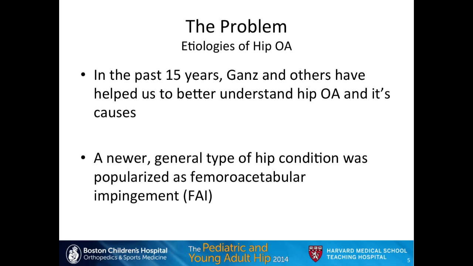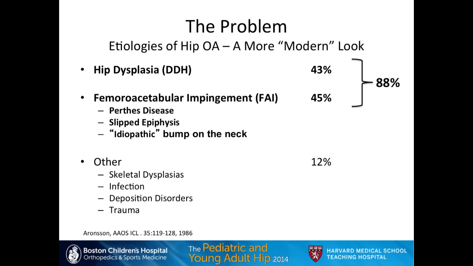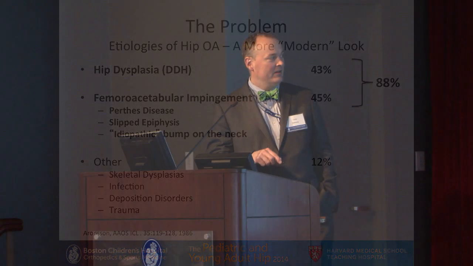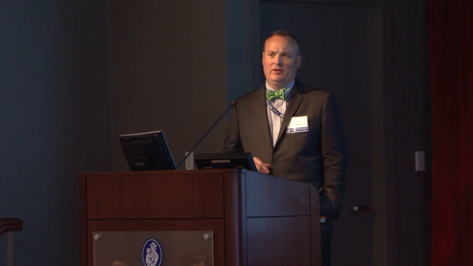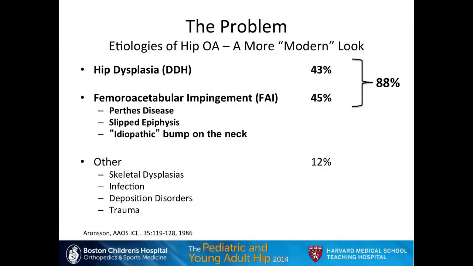And then again, in the last 15 years, Professor Ganz and others have really helped us better understand how hip OA originates and what its causes are, and therefore generate this newer general type of hip condition popularized as femoroacetabular impingement. So with that, you can reorganize our thinking a little bit and get a more modern look. We come up with two main categories, DDH and FAI. And I'm going to focus primarily on these two right here. Again, for sake of time, leaving those other guys off, but I think it'll become clear what we're getting to and how those can generate hip OA later on as well.